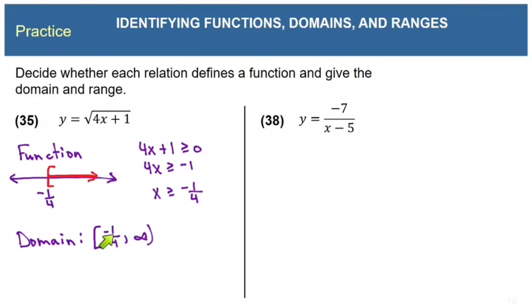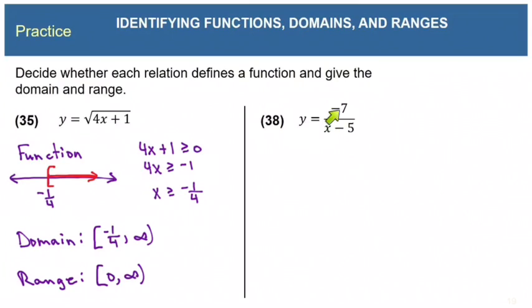Now let's think about range. Since this is a square root function, as the number under the radical gets larger, the square root will get larger, therefore the y value will get larger. So the smallest y value we can get is going to come from plugging in the smallest x value we can get, and that's negative 1/4. Now, of course, if we put negative 1/4 in here, that's going to equal 0. Remember, we solved it that way. So the smallest value we can get out of this radical is 0. So the range goes from 0 to infinity, because there's no limit on how big the square root can get.